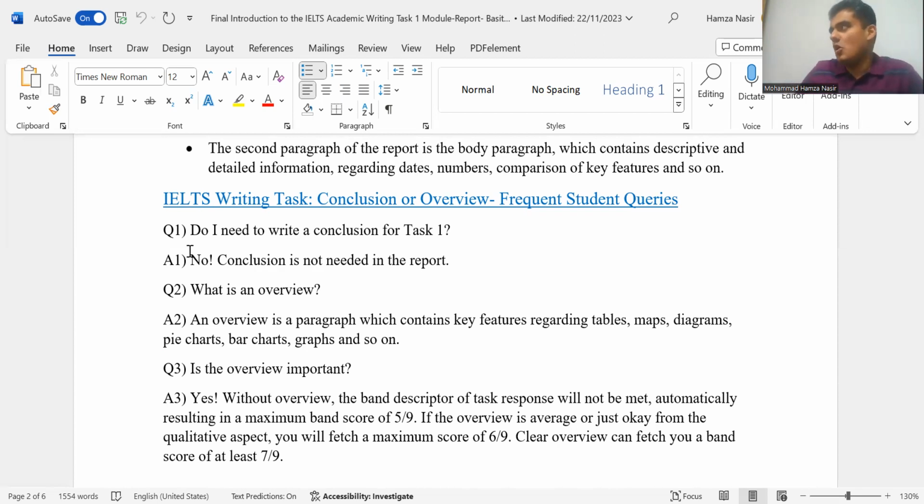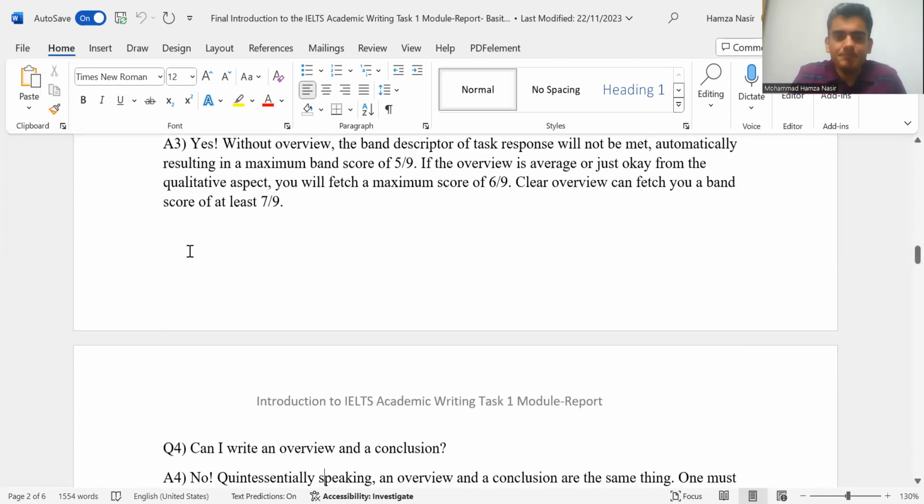Question three: is the overview important? Yes, sir, it is. Without an overview, the band descriptor of the task response will not be met, automatically resulting in a maximum band score of 5 out of 9. If the overview is average or just okay from the qualitative aspect, you will fetch a maximum score of 6 out of 9. A proper, methodical, professional overview can give you a band score of at least 7 out of 9.